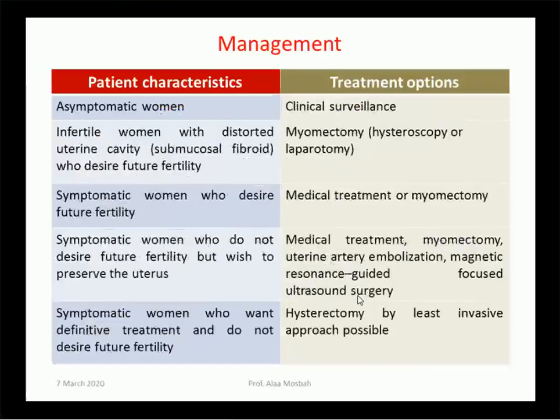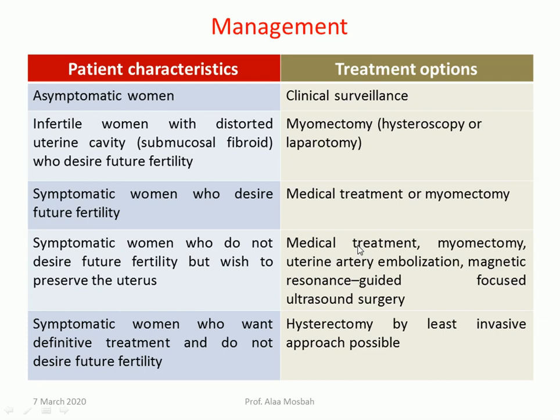Please look at this table. Here we'll see the patient characteristics and the best treatment options. If asymptomatic woman, it's better to do clinical surveillance. So you will do follow-up for asymptomatic patient. Just do clinical follow-up for the patient for any increase in size, any appearance of symptoms, or any complications. Just follow up.